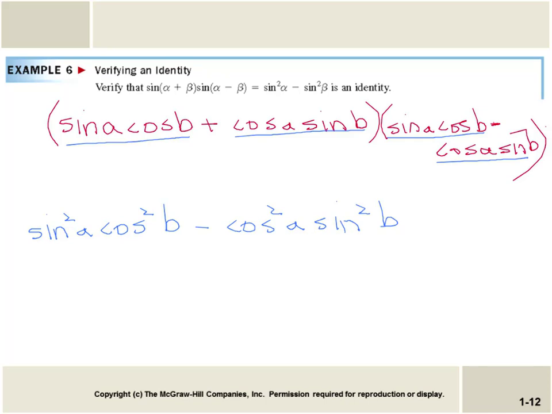Okay, so now I have to make it equal to that one right there. So we're going to have to do a little work here, I think, don't we? Let's make cosine squared B equal 1 minus sine squared B. How's that? By using the Pythagorean identity. Has everybody got with me?